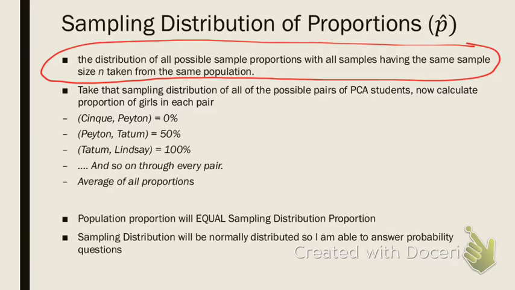So, sampling distribution of proportions. Same pairs of people. Remember, thousands and thousands of pairs. But instead of calculating their average GPA, I'm going to use categorical data. So I'm going to count how many girls are in the pair. If all of them are boys, then that's 0%. So Cinque and Peyton, 2 boys, 0% girl. Peyton and Tatum, 50%, 1/2. Tatum is a girl. Tatum and Lindsay, 100% girl. So then I would average like 0.5 and then 1.